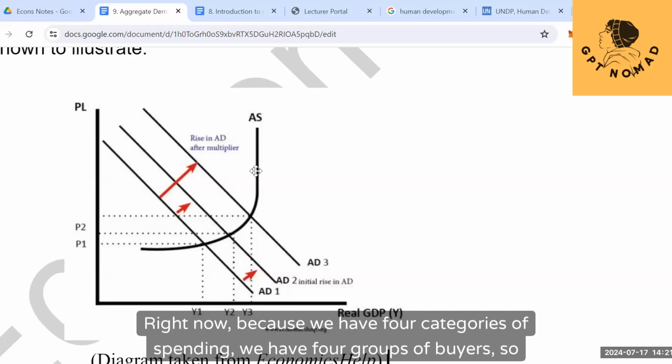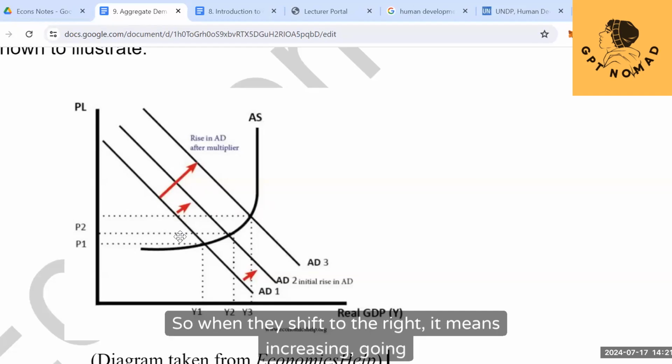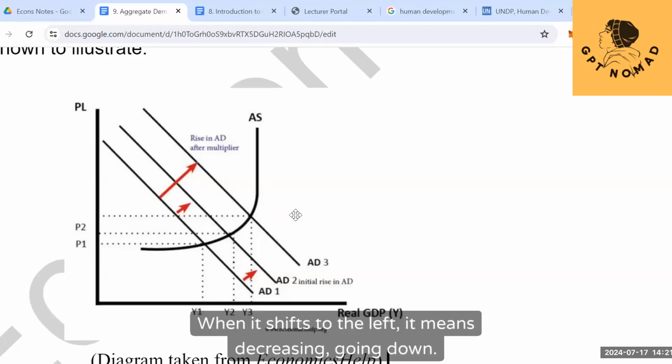Right now, because we have 4 categories of spending, we have 4 groups of buyers. So any factors that affect any one of these groups will cause the AD curve to shift. When it shifts to the right, it means increasing, going up. When it shifts to the left, it means decreasing, going down.